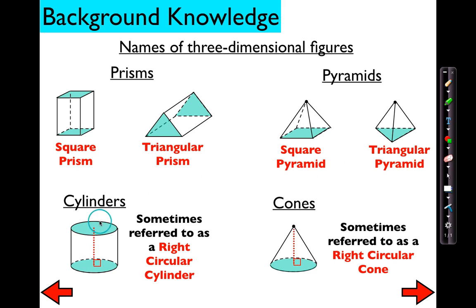For cylinders, technically you can think of it as a circular prism, but it does have a special name. It's called a cylinder. It can also be referred to as a right circular cylinder. Same thing with a cone. If you use this kind of pattern, you would think of it as a circular pyramid, but it has a specific name. It's called a cone, which is sometimes referred to as a right circular cone.